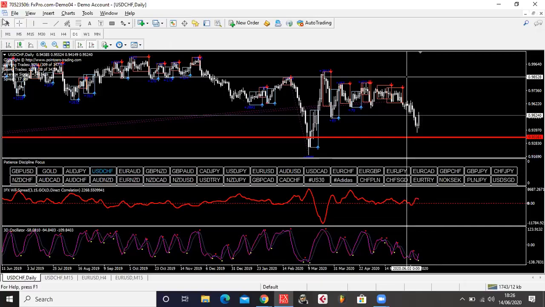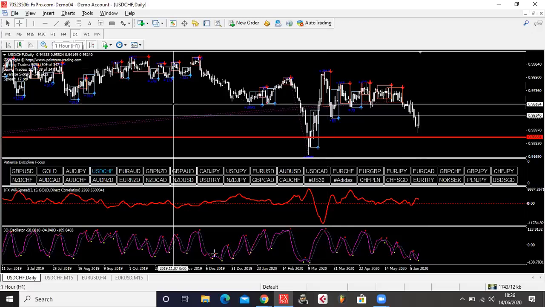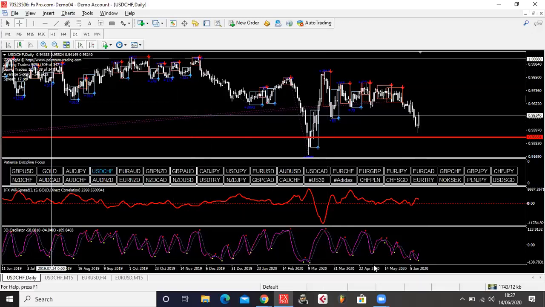And by that same Monday, what I would tend to do is shift my time frame to a lower time frame, like the 1 hour, and check the 3D oscillator and look for where it's going to be saying where the price is going to turn.